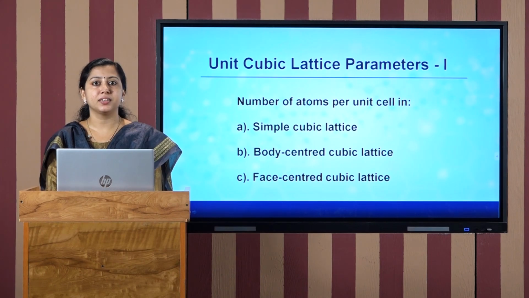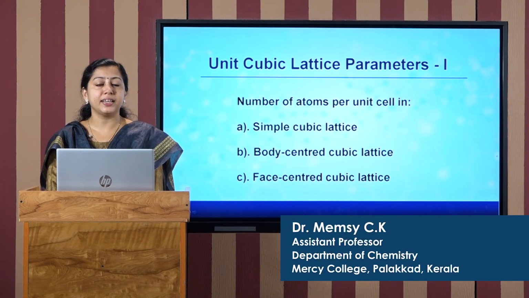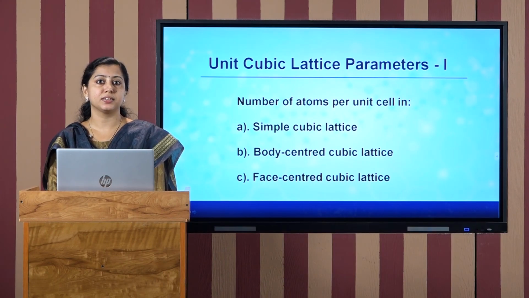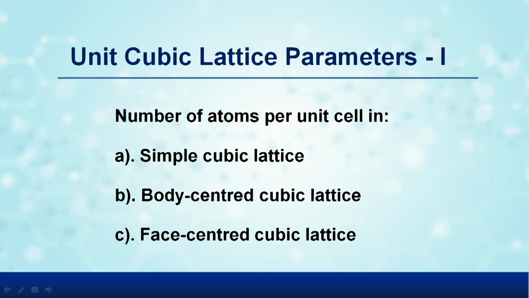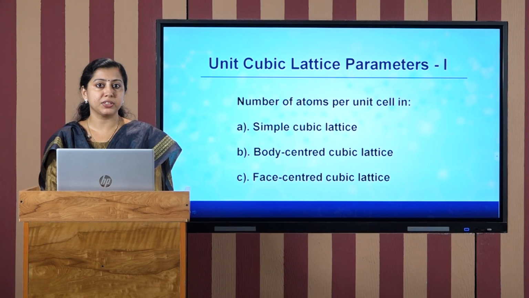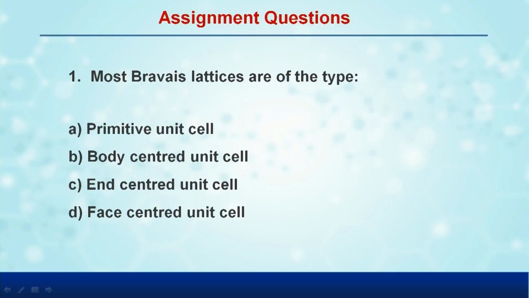In this session, we will have a detailed study of the three types of cubic lattice, namely simple cubic lattice, body-centered cubic lattice and face-centered cubic lattice. In the first part, we will learn how to find out the number of atoms per unit cell in each type of cubic lattice. Before moving on to today's session, let's discuss the assignment questions of the previous class.